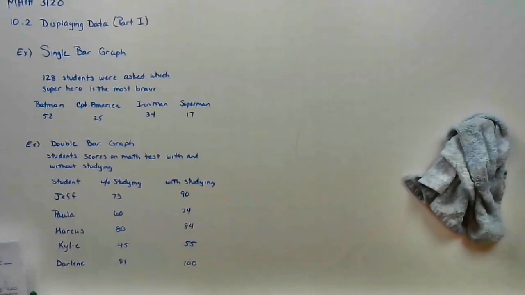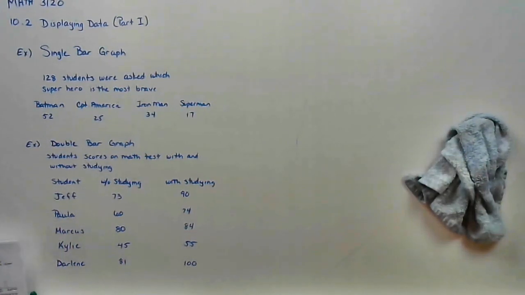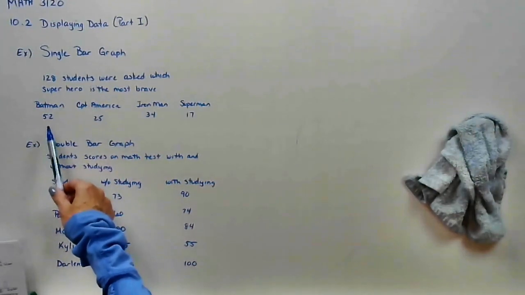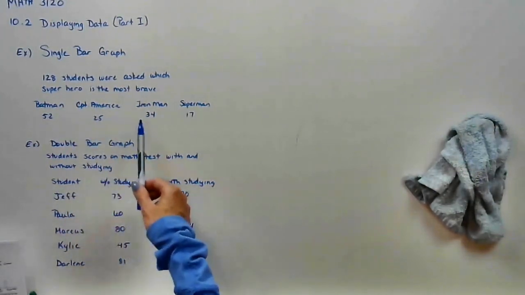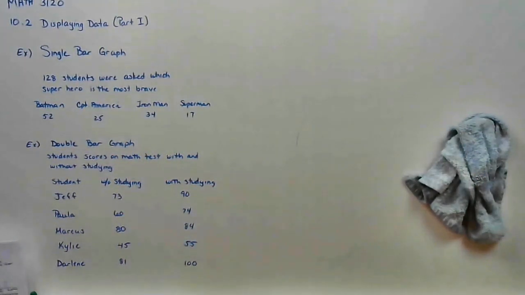All right, so this next example is talking about bar graphs, whether it's a single bar graph or a double bar graph. So with a single bar graph, you're comparing, it's a 1-to-1 comparison. So in this example, 128 students were asked which superhero is the most brave. And in this group of 128, you can see the results. 52 thought Batman was the most brave, 25 thought Captain America, 34 thought Iron Man was the most brave, 17 thought Superman was the most brave.